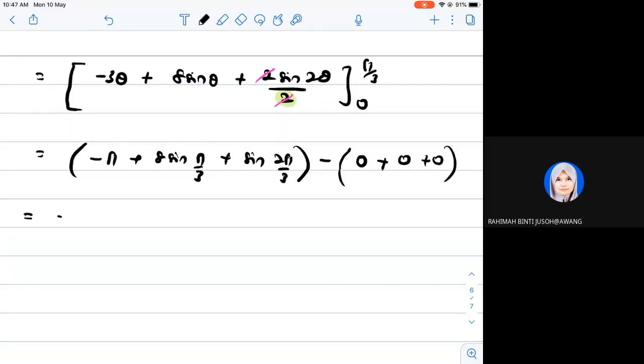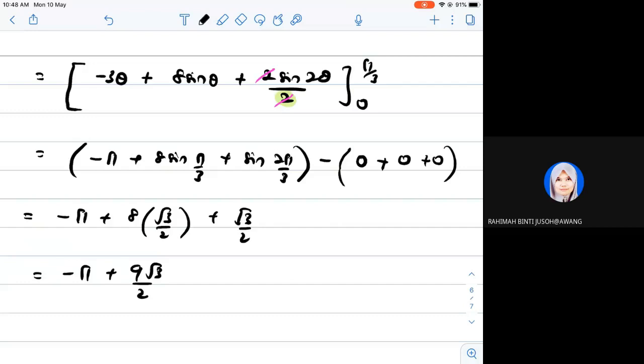Okay, so now we have negative pi, 8 sin pi over 3 darab square root 3 over 2, isn't it? Kalau saya salah beritahu saya, main congak tak ada calculator ni. Cuba you tekan calculator, dapat tak square root 3 over 2? And then sin 2 pi per 3 dapat square root 3 over 2 juga kan? So we will have negative pi tambah 9 square root 3 over 2. Betul ke?